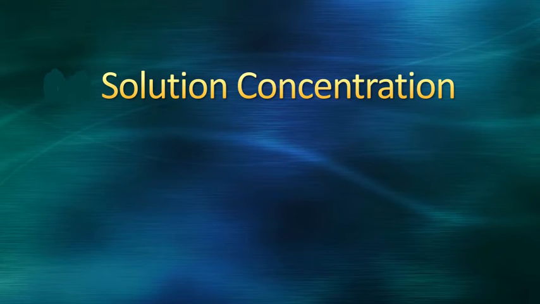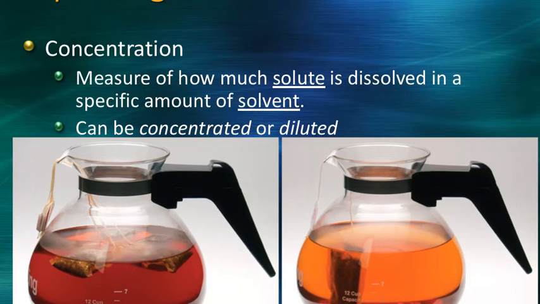Before we start Unit 7, we are actually going to talk about something called molarity, which is a way of expressing the concentration of a solution. So we need to do this before we talk about acids and bases. Okay, so expressing concentration. Concentration is the measure of how much solute is dissolved in a specific amount of solvent.